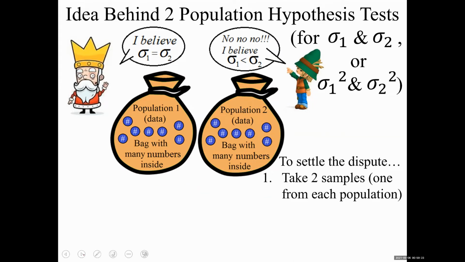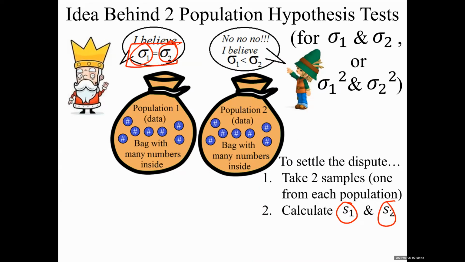So to settle the dispute, you take two samples, one from each bag, and you calculate S1 and S2. Now, remember that S is your best guess for sigma. What that means is S1 might not equal sigma 1, but it's supposed to at least be close to sigma 1 because it's your best guess for sigma 1. And S2 is supposed to be close to sigma 2.